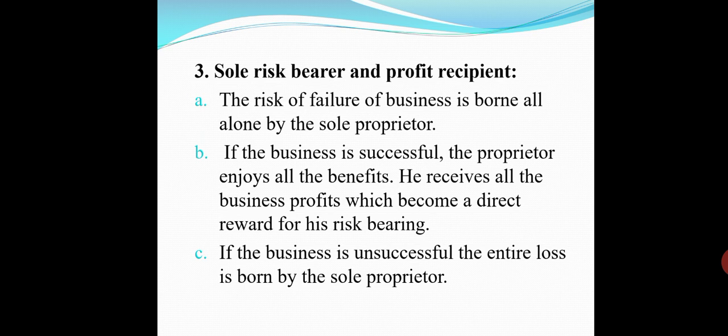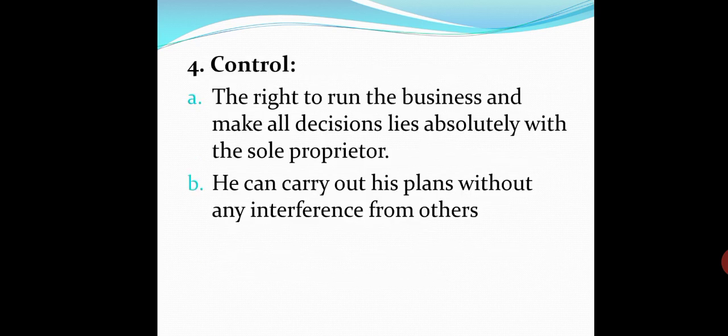Likewise, if he incurs a huge loss in the business, or any amount of loss, he has to bear that entire loss of that particular sole trading concern or sole proprietorship business. So, this is the third important feature of sole proprietorship: sole risk bearer and profit recipient. The fourth one is control. The right to run the business and make all decisions lies absolutely with the sole proprietor.